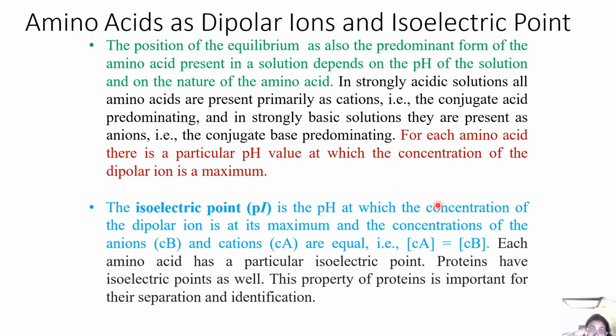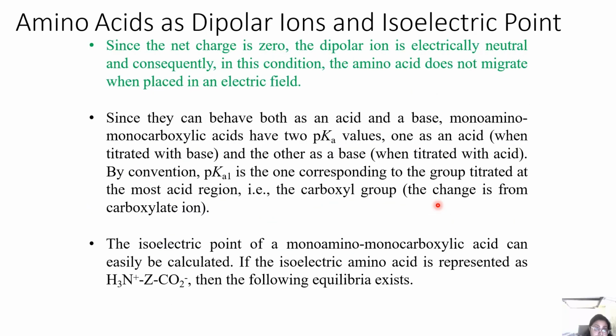Each amino acid has a particular isoelectric point. Proteins have isoelectric points as well, and this property of proteins is very important for their separation and identification. Since the net charge is zero, the dipolar ion is electrically neutral, and consequently in this condition the amino acid does not migrate when placed in an electric field.